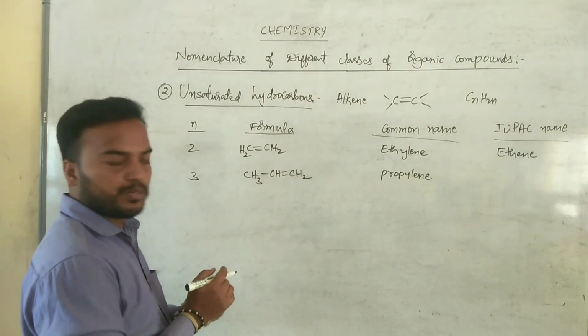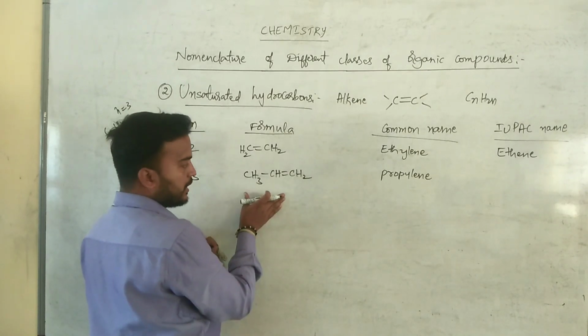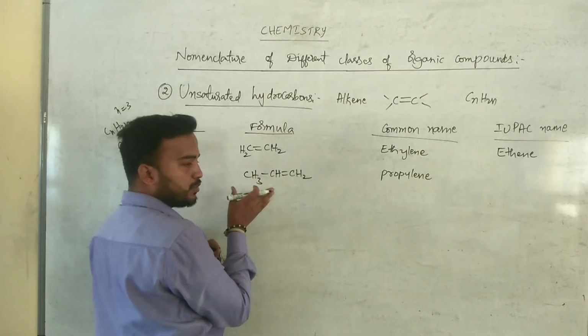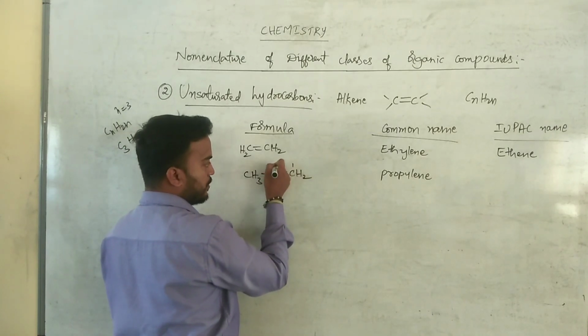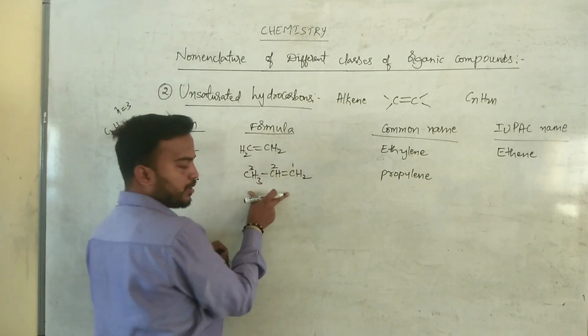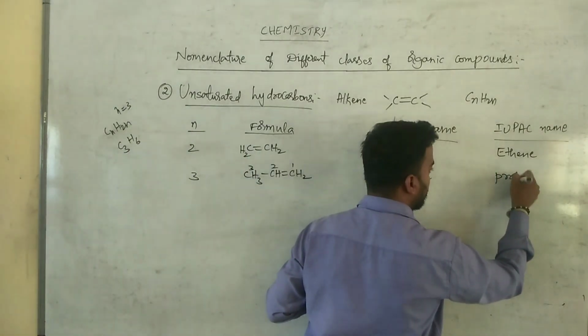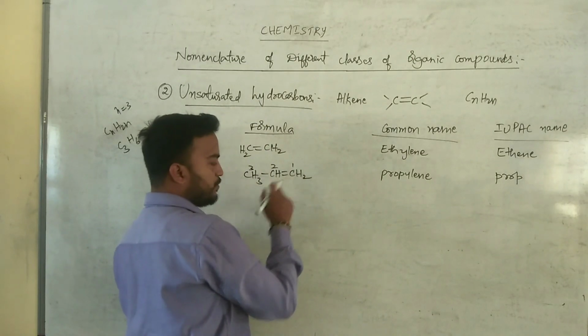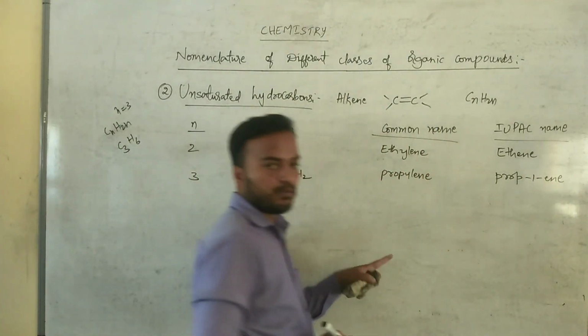What is the IUPAC name? While naming the IUPAC name, first we have to give the numbering. The double bond gets first preference, so the numbering is 1, 2, 3. The number of carbon atoms is 3, hence the word root is pro. The double bond is present at the first carbon atom, so 1-ene. Prop-1-ene.